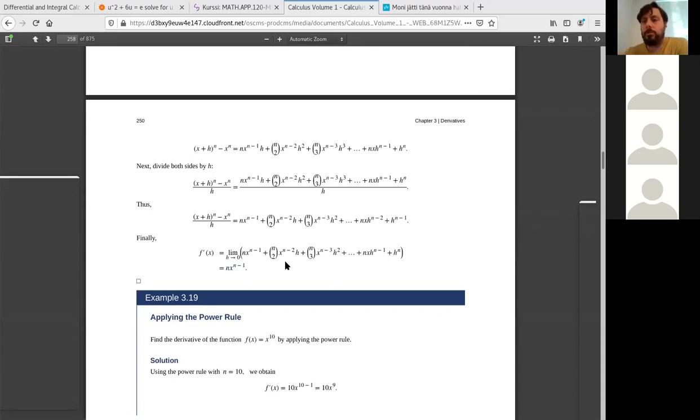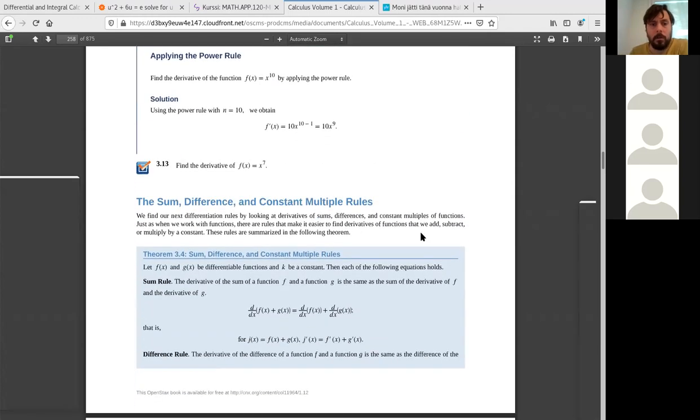You should know from high school mathematics or whatever, you should know the way to apply this power rule. I'll put some exercises next week where you apply the power rule. That's fine.